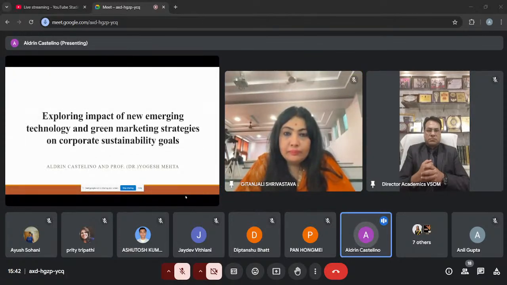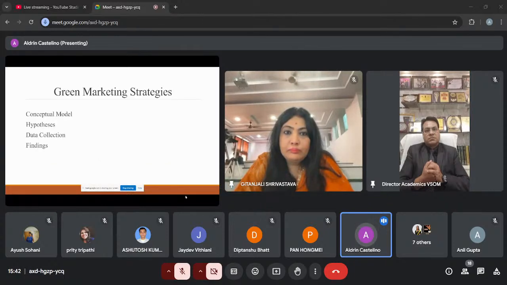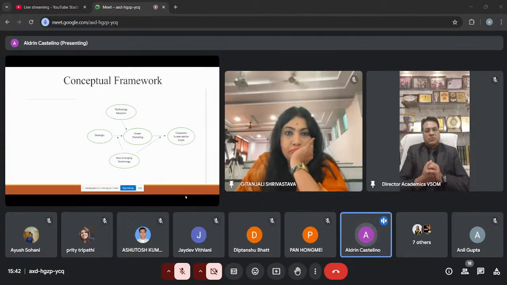Well, the title is Exploring Impact of New Emerging Technologies and Green Marketing Strategies on Corporate Sustainability Goals. I will go with four parts: the conceptual model, the hypothesis, the data collection, and the findings. We initiated with a very basic conceptual framework with four constructs. First is green marketing and its impact on corporate sustainability goals. Within green marketing, we had three types: strategic, internal, and tactical, for which we considered strategic as an impact along with green marketing over CSG.